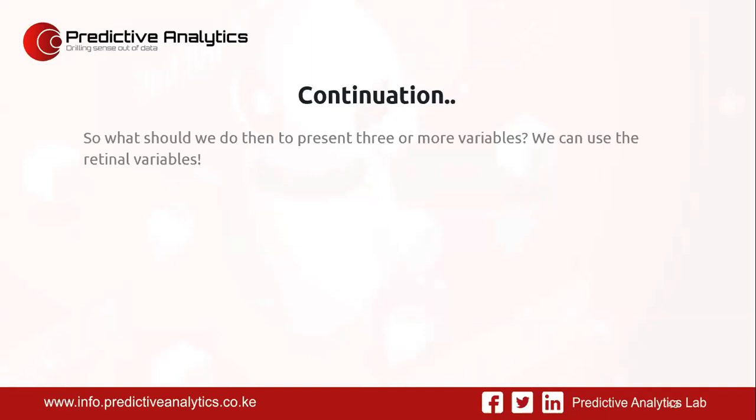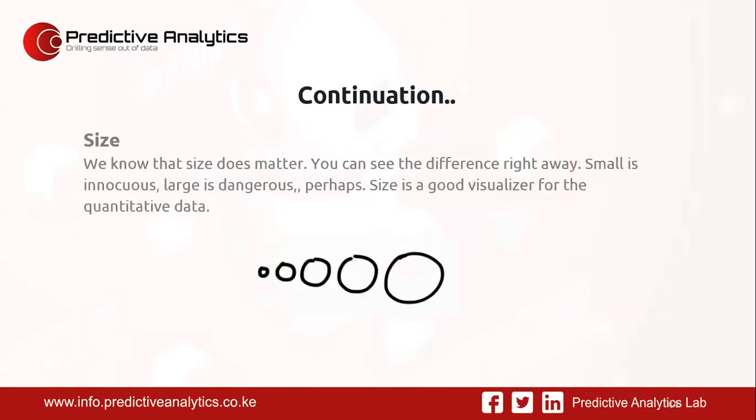So what would we do then to present three or more variables? For example, we can use what you call the retinal variables. Size. We know that size does matter. You can see the difference right away. Small is innocuous, that is insignificant. Large is dangerous, perhaps. Size is a good visualizer for quantitative data.